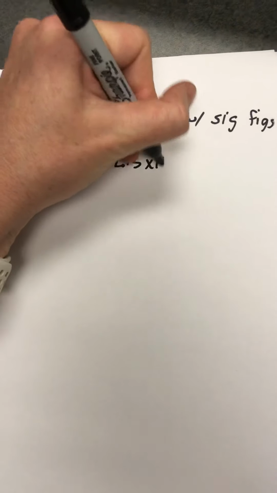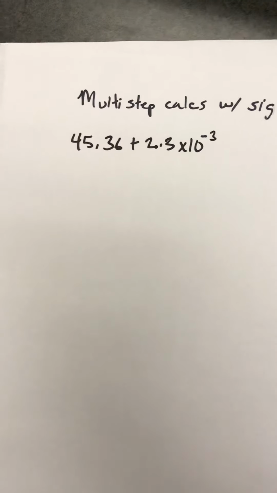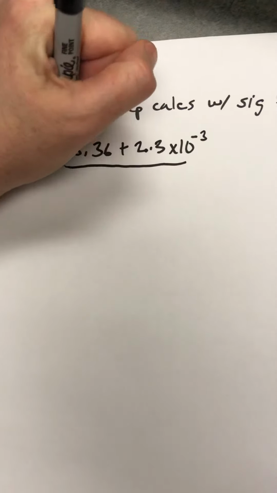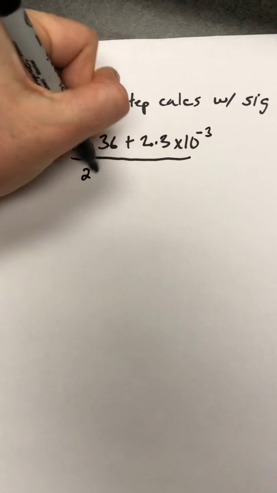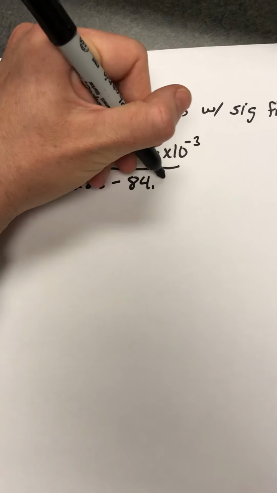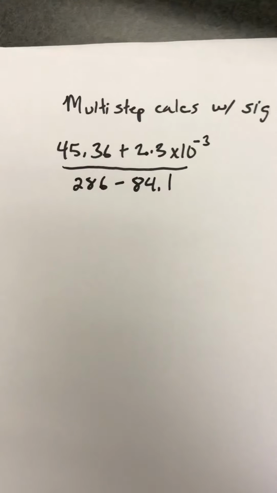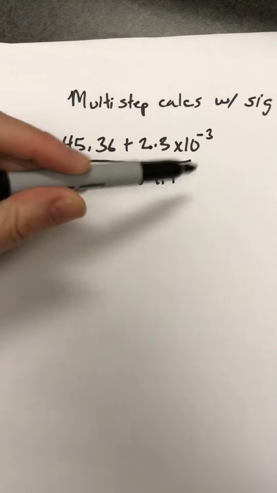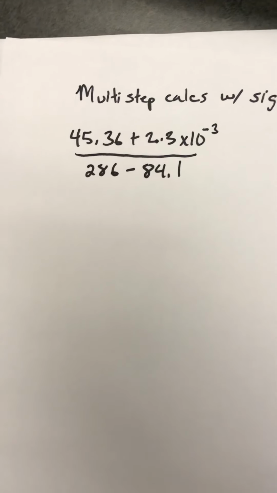Alright, so let's say we have a problem such as this. 45.36 plus 2.3 times 10 to the negative third. And then we're going to divide all that by, let's say, 286 minus 84.1. Okay, so here we have addition, we have subtraction, and we have some division as well.